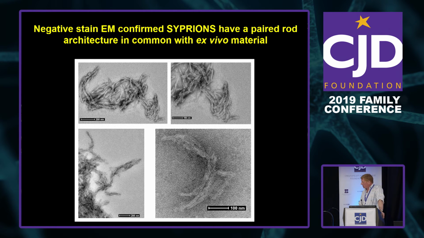Once we got the purified material, though, we were able to look at their architecture and ask the question, well, it's recombinant PrP, it doesn't have sugars, doesn't have a GPI anchor, what's its structure? And the answer is it looks like the ex vivo material. They're paired rods. Probably not the best way to look at them, but you've got handouts, and hopefully you can see, certainly in the bottom right where we're zoomed in, that these are paired fibril assemblies in rods.